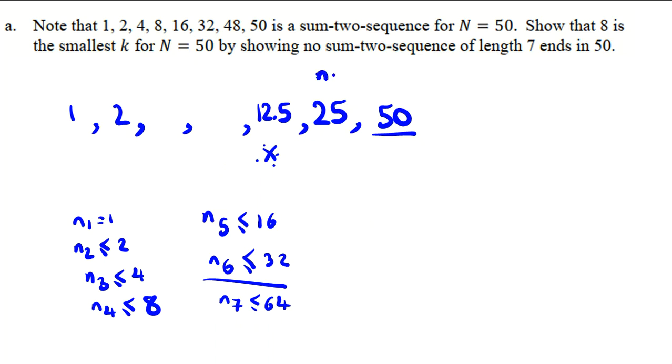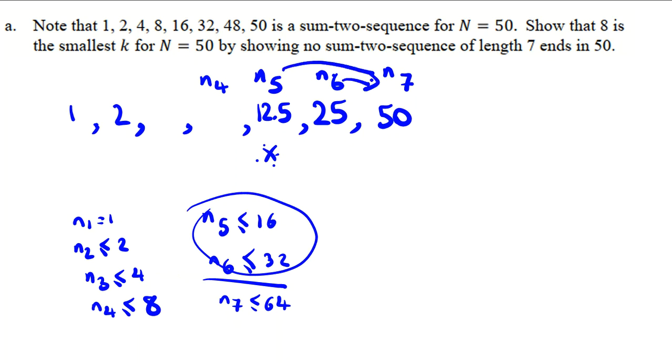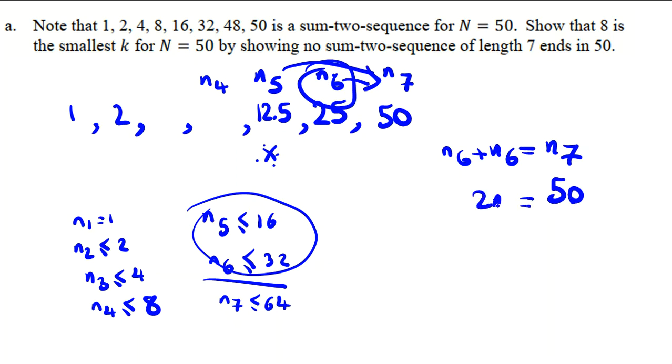If we consider n, by contradiction, n7, n6, n5. Now, n4. I know n7 is 50, and if you add n6 and n5, it's 16 plus 32, 48. We can't reach 50 by n5 and n6. So we should only use n6. So you should add n6 plus n6 equals n7. So n7 is 50, it is 2 n6. So n6 has to be what?